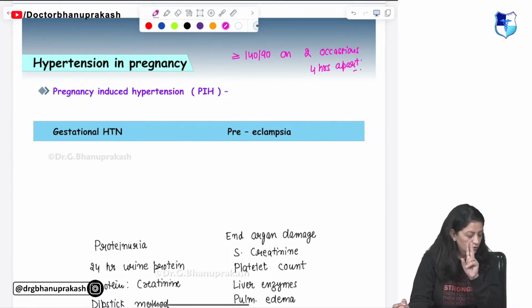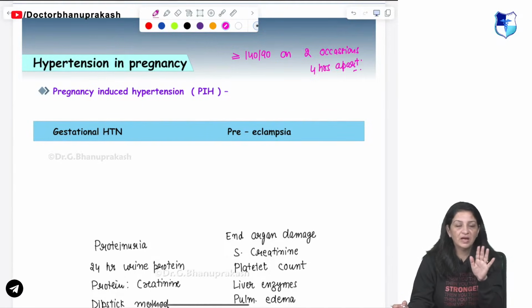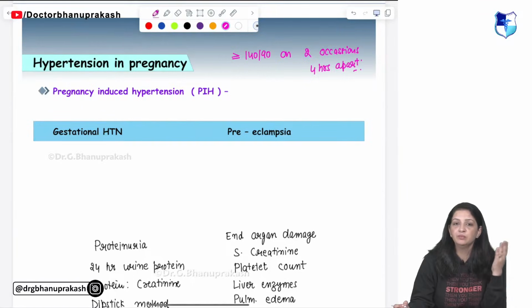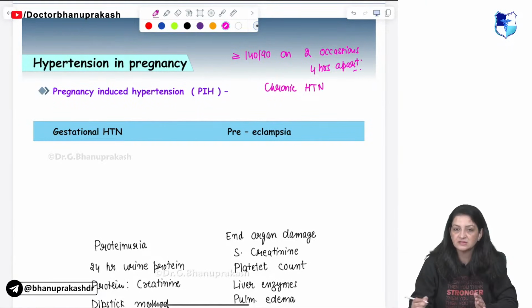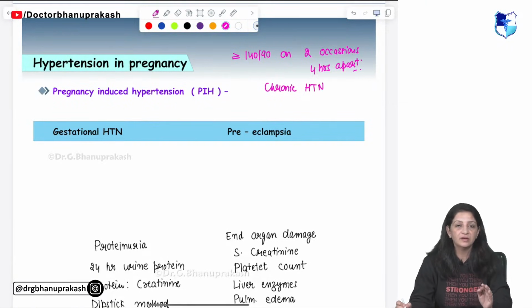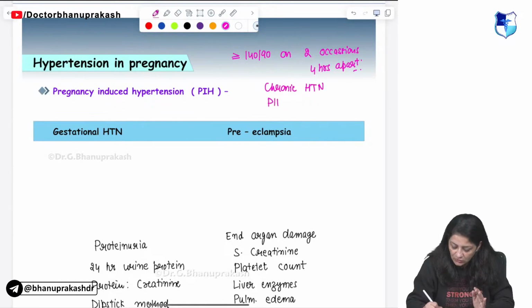Now we have two situations. First one, the pregnant female is a known case of hypertension. Means there is a history of hypertension before pregnancy. This is called chronic hypertension in pregnancy. Means this female is already a known case of hypertension. So what is the meaning of pregnancy induced hypertension?